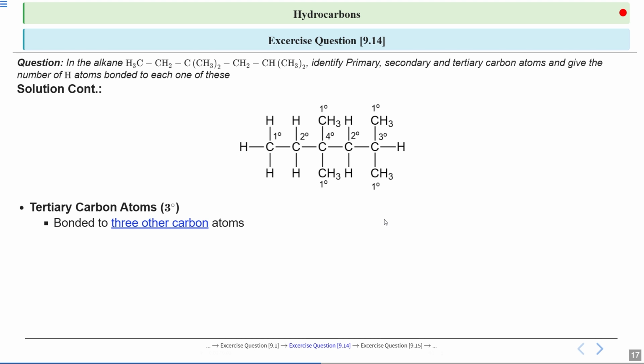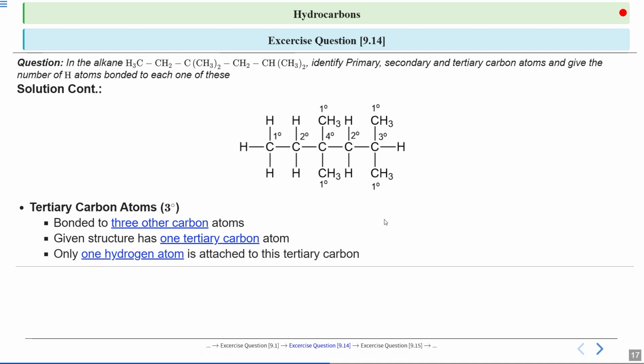This is a key characteristic that distinguishes them from primary and secondary carbons. Identifying this helps us to understand the branching in the molecule. So, in this structure, we have one and only one tertiary carbon atom. Recognizing this is very important because it affects the molecule's stability and reactivity. So, tertiary carbons are often more reactive and more stable due to the surrounding carbon atoms.